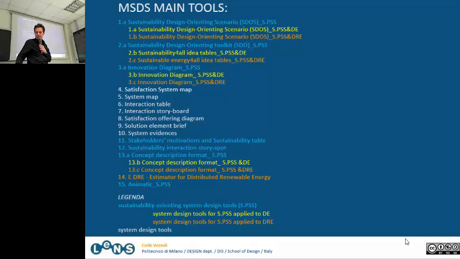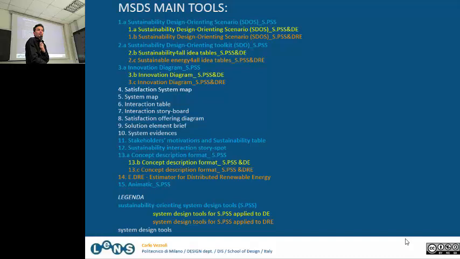And then you see we have even some yellow and orange tools. What does it mean? Since we have been working in the near past on distributed renewable energy, you remember the project we had with Africa that ended a while ago, we developed some tools specifically for designing a sustainable product service system applied to distributed renewable energy. These are in orange, okay?